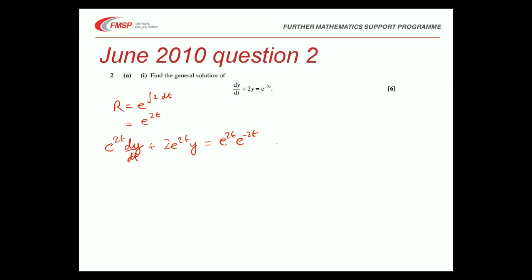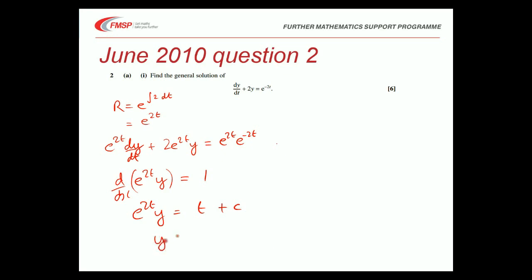So on the left, it always works like this. You're always going to get the integrating factor times y differentiated. And on the right, you'll get whatever's left. In this case, it's just 1. Integrating this is actually rather easy. e to the 2t y equals the integral of 1, which I'm going to jump straight in with, t plus c. And we've got a simple situation now.